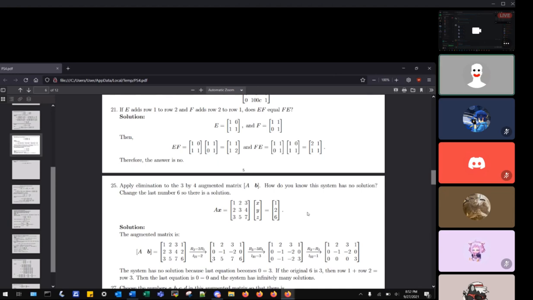Let's move on to 2.4. But before we do so, are there any questions on section 2.3?